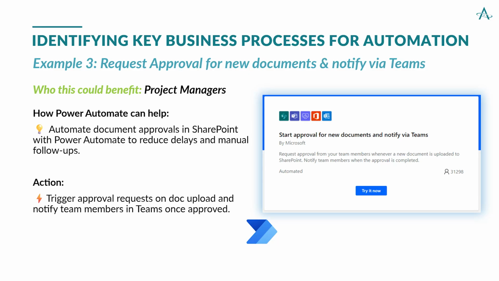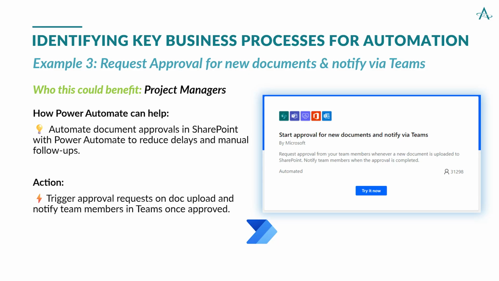Let's look at another key business process that can benefit from automation: document approvals, especially for project managers. In many cases, critical documents need approval before they are finalized and shared, and this can be a time-consuming process involving multiple follow-ups with team members. Power Automate can help by automating this workflow, making the approval process faster and more efficient.